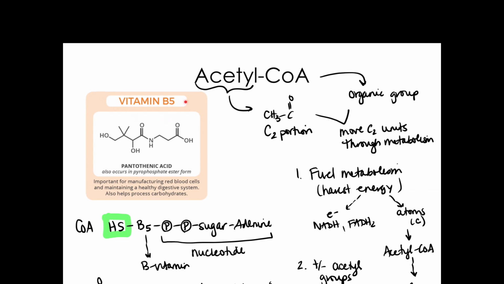The third one is vitamin B5. So again, the metabolite that we're going to talk about is acetyl-CoA. The vitamin name is pantothenic acid, and the vitamin number is vitamin B5. So what do we need to know about this?